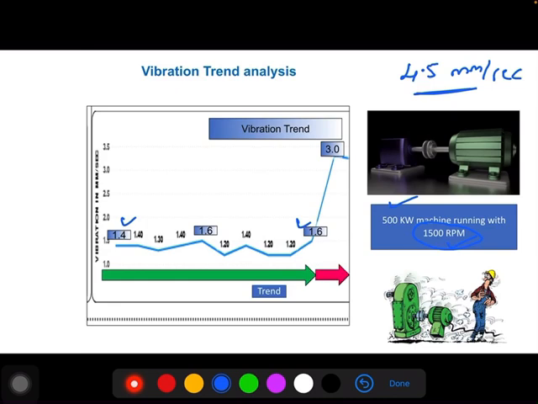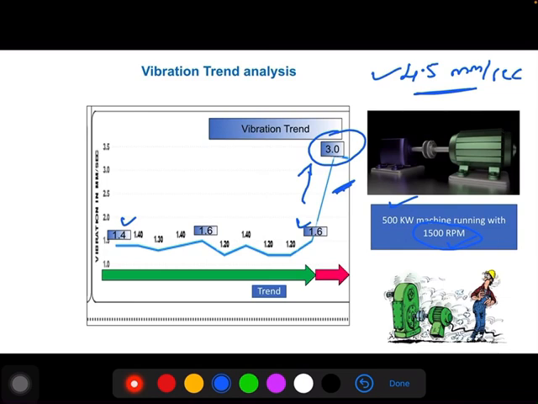Suddenly, if you find a jump in vibration from 1.6 to 3 mm, then there may be some external force that resulted in the machine's vibration increasing from 1.6 to 3. That is double the vibration. So it is a critical danger zone, because you have a change in machine behavior. If any machine behavior changes, then vibration also changes. As per ISO 10816, it is less than 4.5. But here 3 is also less than 4.5. But there is a sudden change from the baseline.